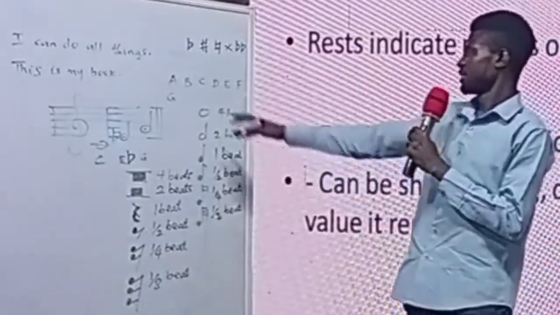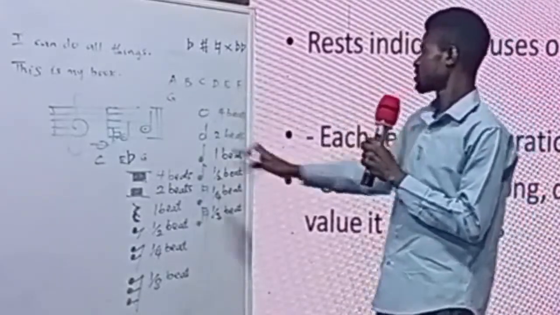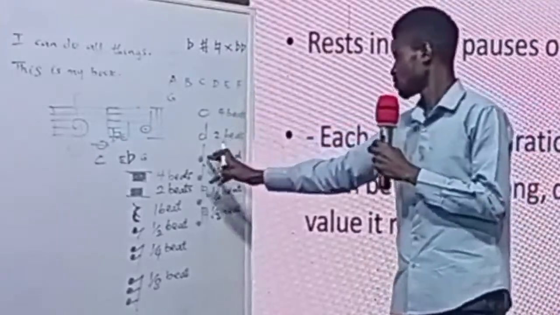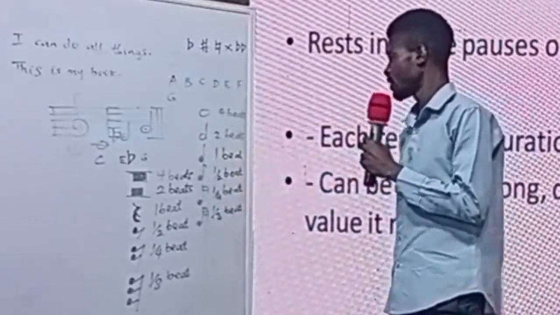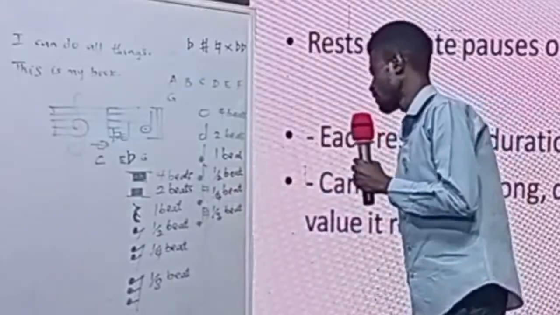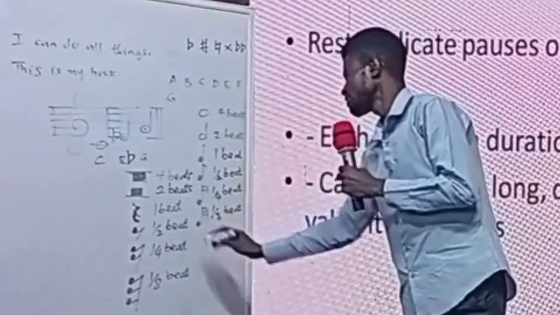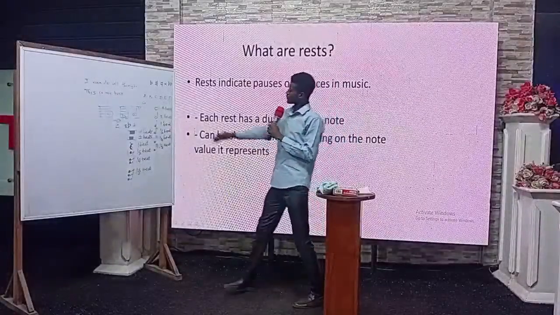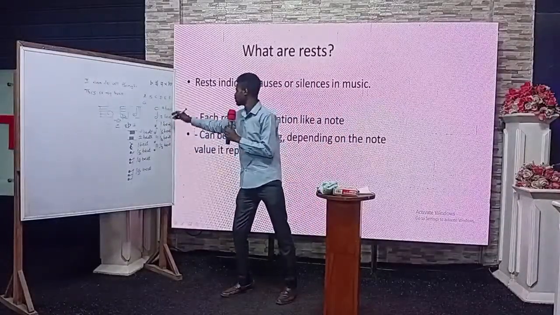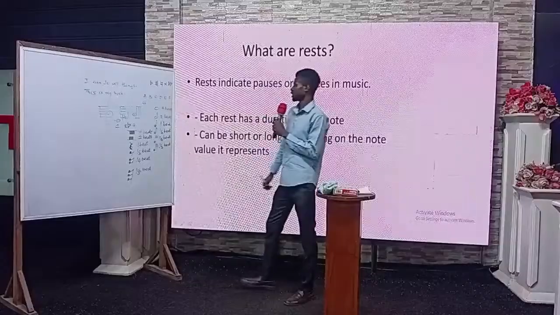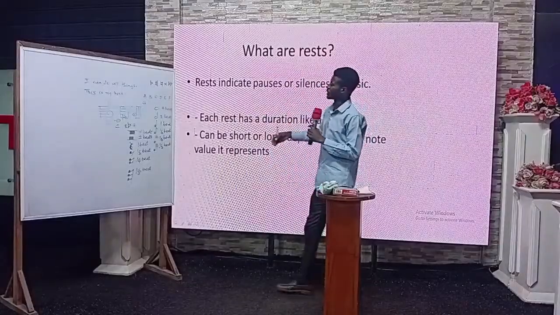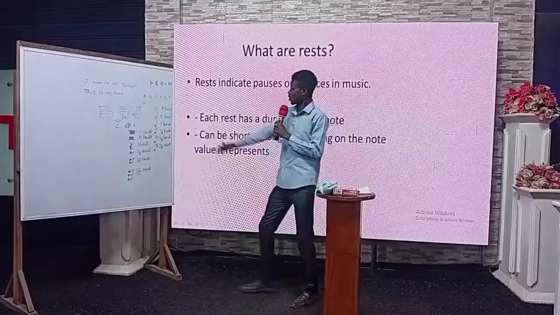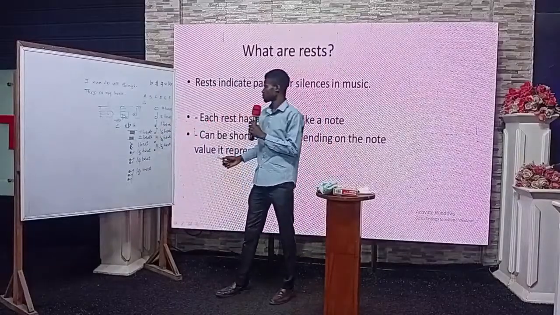So I repeat again, this note is a semibreve. This note is a minim. This is a crotchet. This is a quaver note. This is a semiquaver. This is a demisemiquaver. I have listed them in decreasing order of their duration, from the longest one to the shortest one, and also the musical rests.